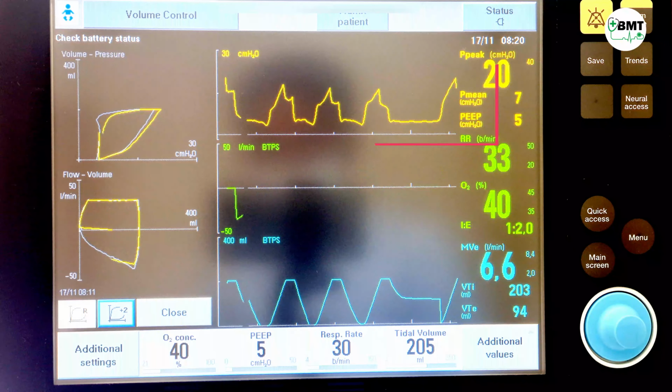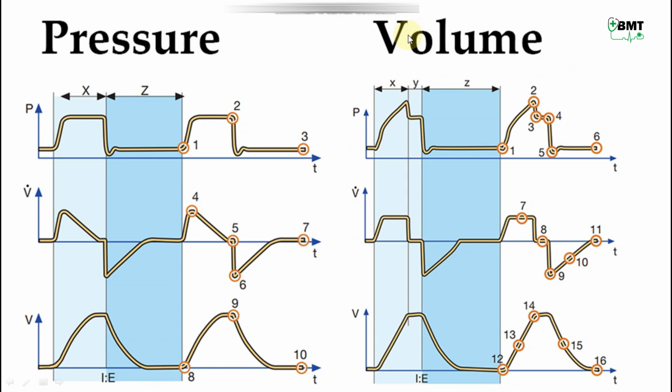So now let us understand the most commonly used graph patterns. This graph is for the pressure related modes and this graph is for volume related modes. So whenever there is any pressure related mode, this type of graph pattern is seen, and whenever there is volume related mode, this type of graph pattern is seen. Now why is there a difference in these graph patterns? So let us understand that. As you can see, in volume graph, pressure is variable, and in pressure graph, volume is variable, but flow is variable in all the graphs.